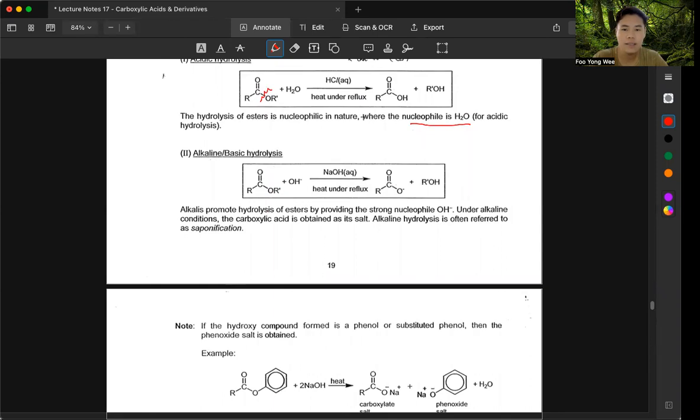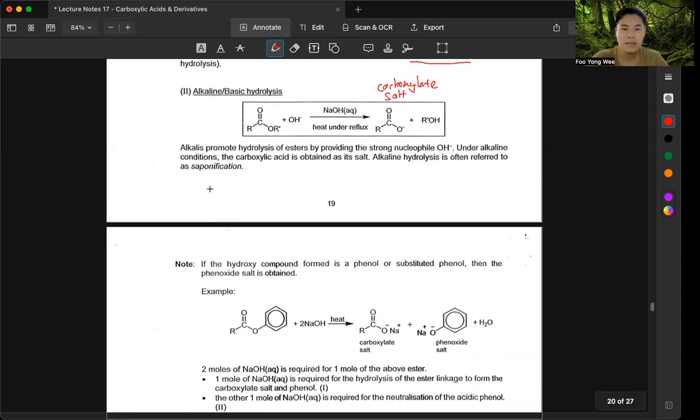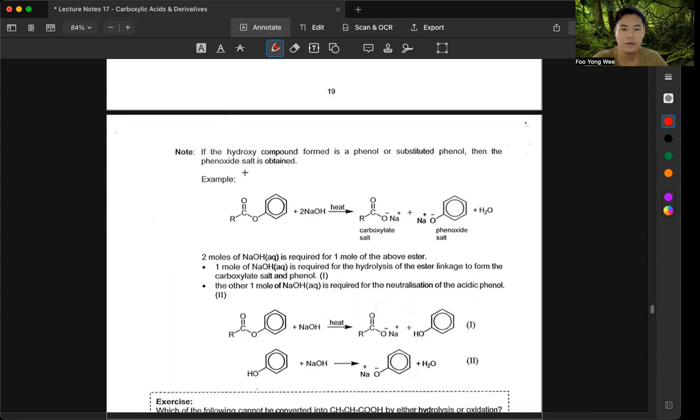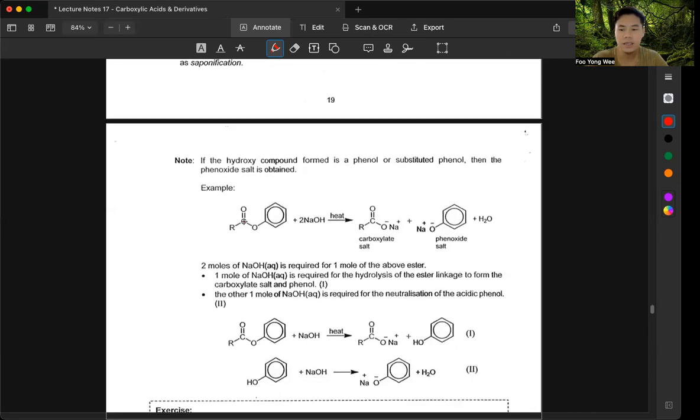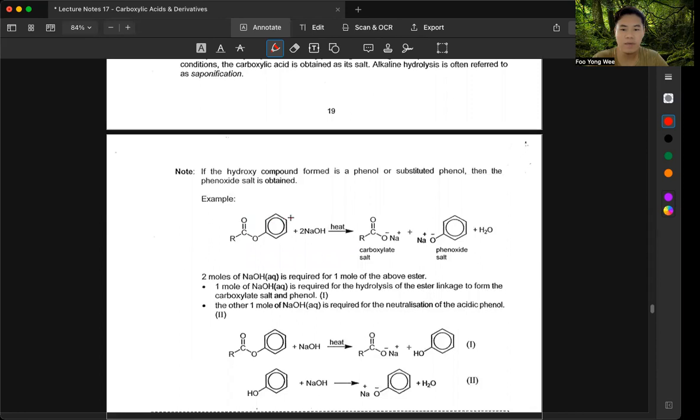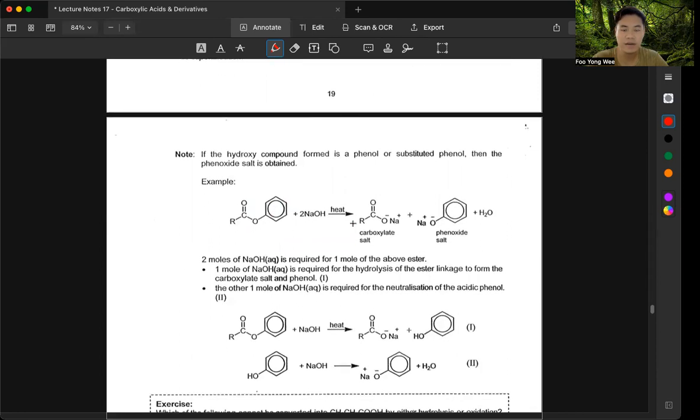Yeah, O minus. This is the salt. Carboxylic salts. So this method is also called saponification, just for info. Now, if the hydroxyl compound formed is a phenol or substituted phenol, then the phenoxide ion, a phenoxide salt, is obtained. All right, like this one.